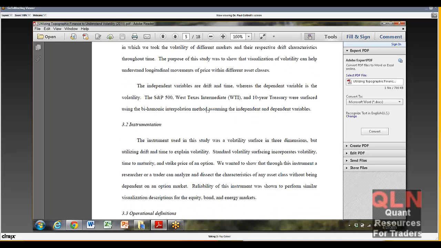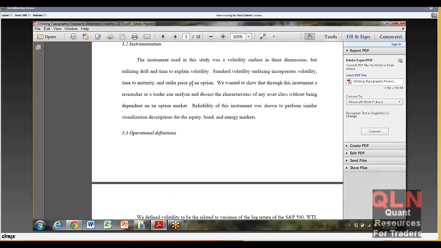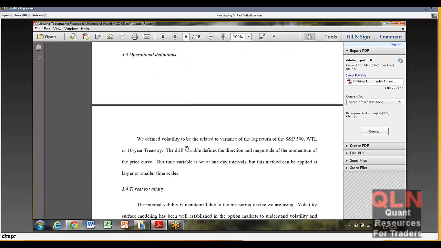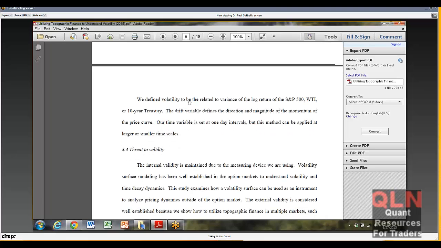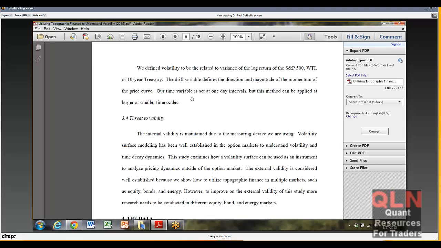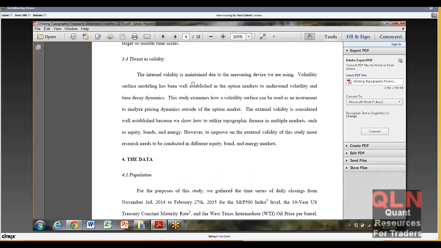And let's see here. Operational definitions. Everyone pretty much knows what the S&P 500, the WTI, and the 10-year are. All right, the data.